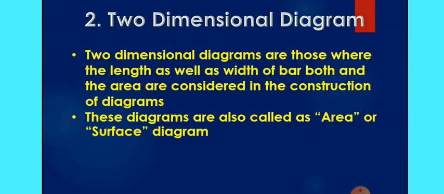That means it is also called area diagram or surface diagram because we use length and breadth. Okay, L into B. What is the area of the rectangle formula? L into B. So there are two variables involved, so that is our two dimensional diagram.